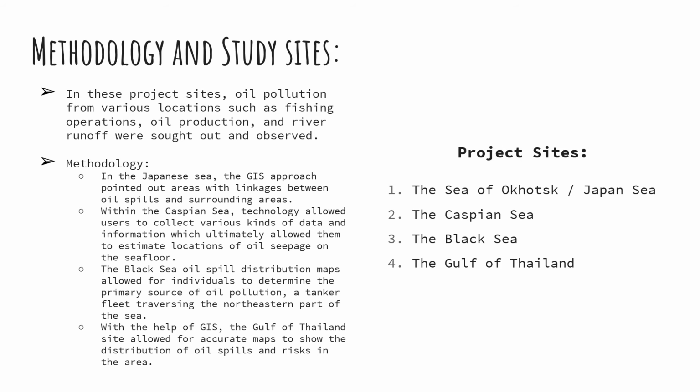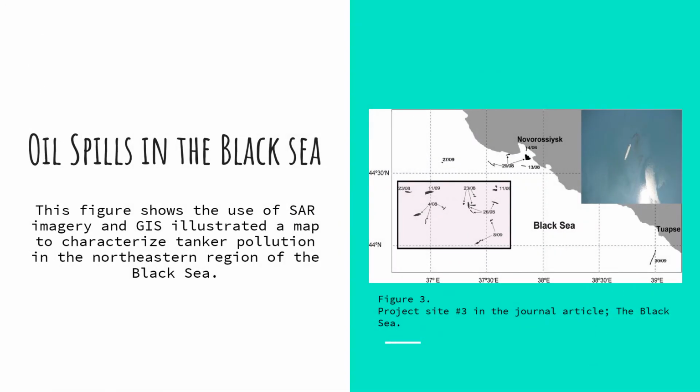With the help of GIS, the Gulf of Thailand site allowed for accurate maps to show the distribution of oil spills and risk within the area. Oil spills in the Black Sea. As discussed in the journal article, the figure to the right illustrates the use of SAR imagery and GIS to map tanker pollution of project site number 3 in the northeastern region of the Black Sea.